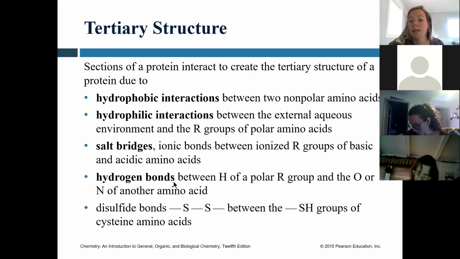There's also hydrogen bonding happening on our tertiary structure as well. So between the H of a polar R group and the O of an N or another amino acid. And this last one, it's not highlighted, I don't know why, but we can have these disulfide bonds. This is where we have sulfur and sulfur interacting.